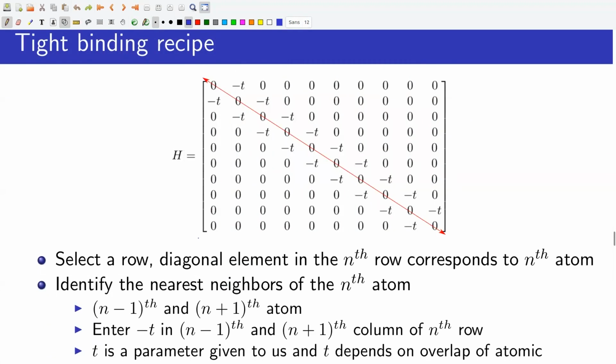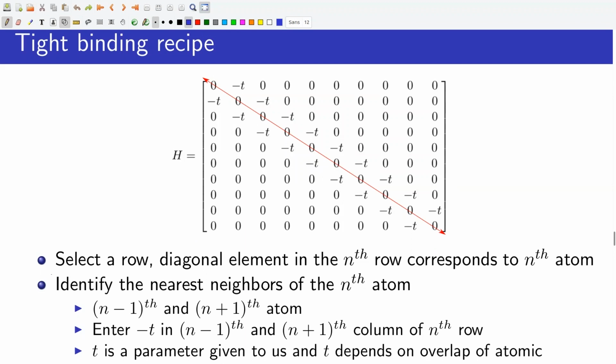Let me give you a simple tight binding recipe which can be easily implemented to take into account nearest neighbor interactions as well as beyond the nearest neighbor interactions. Later, this recipe is also going to help us to switch to higher dimensions like 2-dimension and 3-dimension.